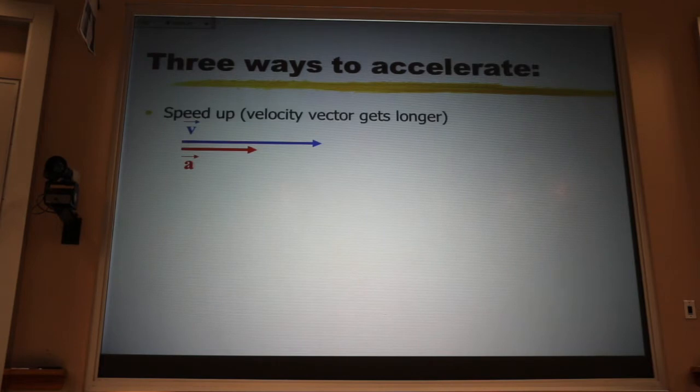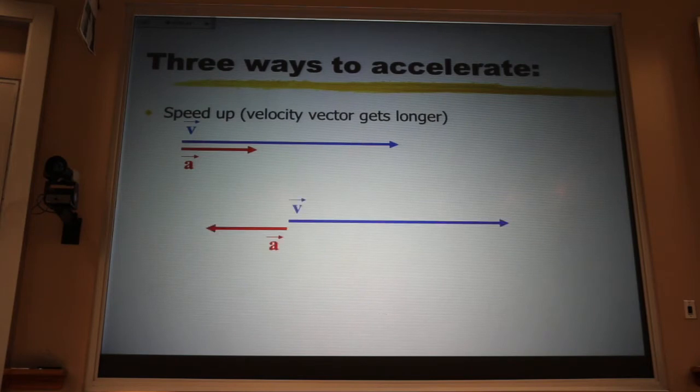You are speeding up on a straight road. You are not using your steering wheel, just your gas pedal. Now, the change in velocity that happens every interval of time has to be in the same direction as that acceleration. So I'm adding a change in velocity in the same direction, making the velocity vector longer and longer.